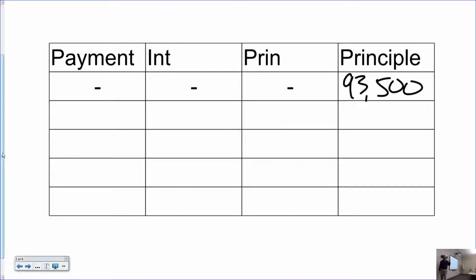There will always be at least 4 columns, folks, for the payment, the interest, the principal paid, and then the principal left. So you should really think of this as the principal paid, and think of this as the principal left, or after, whatever.